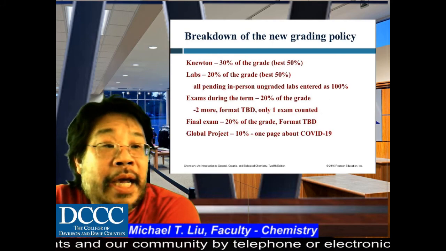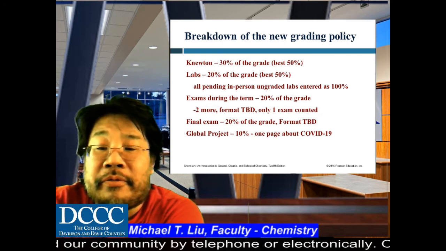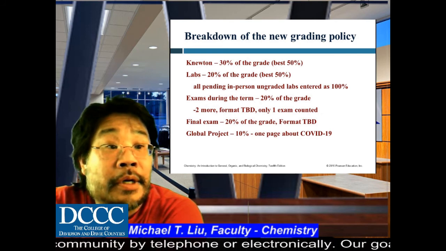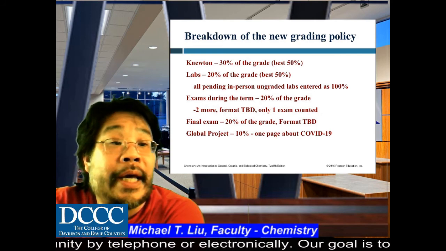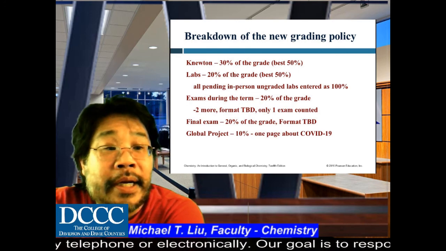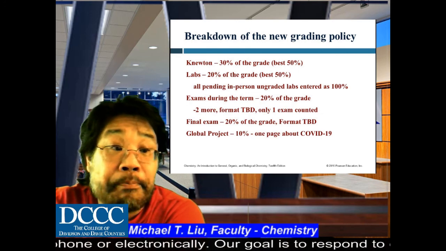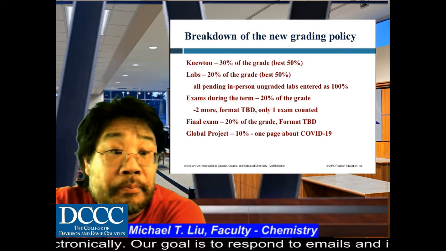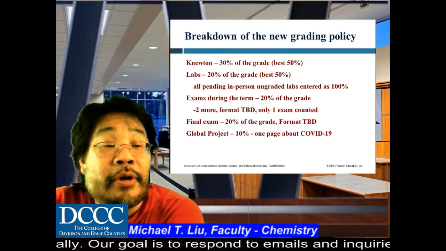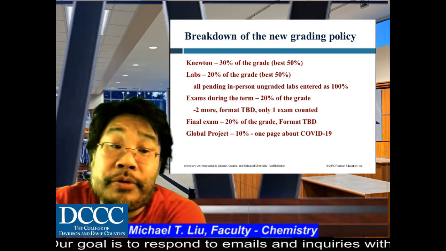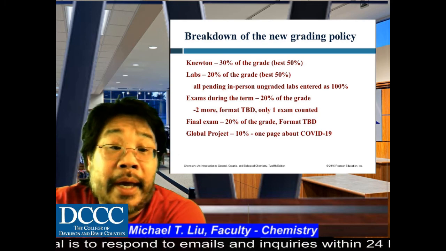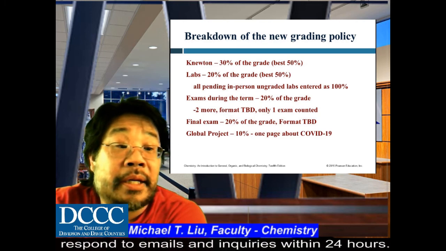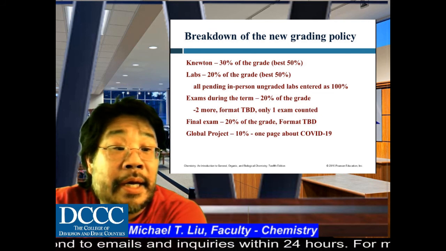Newton, instead of being 8%, is now 30% of your grade. The labs are still 20% of the grade. And any lab that you attended, and I haven't handed back to you yet, ungraded ones, I'm going to enter in as 100%. The exams are 20% of the grade. We've got two more coming up, and same for the final exam, which is also 20% of the grade.